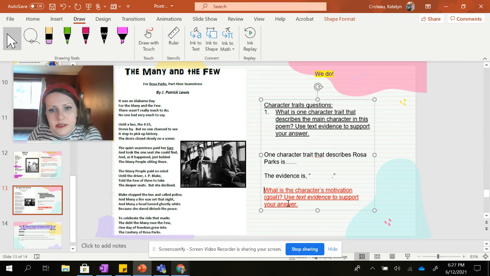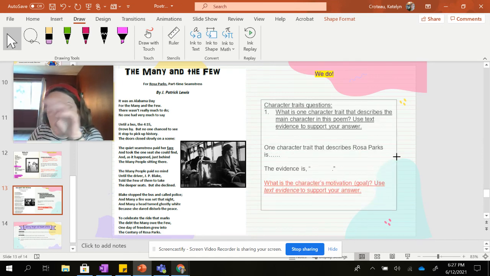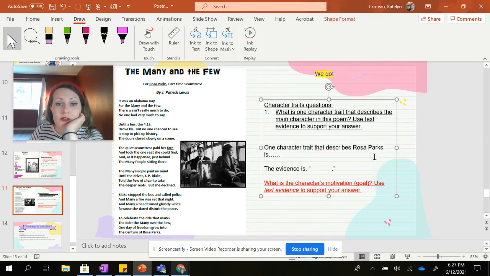Okay, let's see here. Now that you found a trait for Rosa Parks and your evidence, you've got to tell me what motivated her. Well, we've got to infer a lot here. Infer means to make an educated guess because it's not telling us exactly. This is where we can use background knowledge. But what was her goal here? Why did she sit down on the bus? What do you think? Now, you could say kind of what you know here, but you still have to have a good quote that gives me some evidence, right?